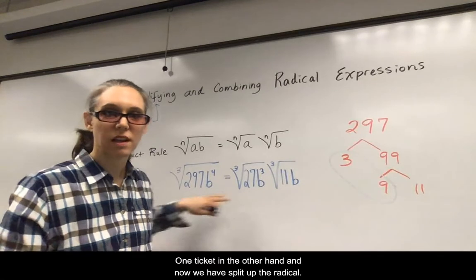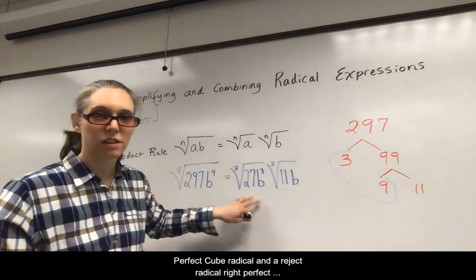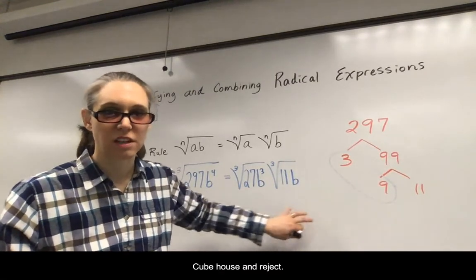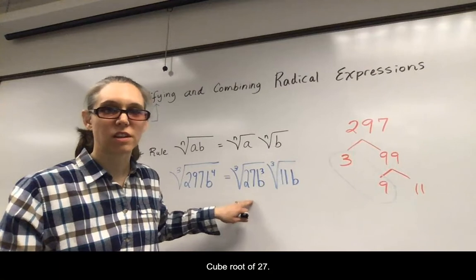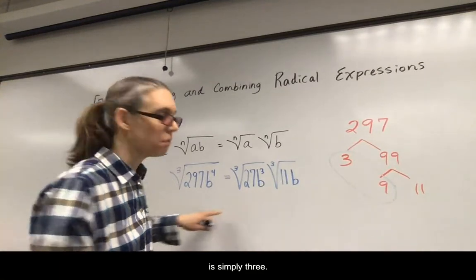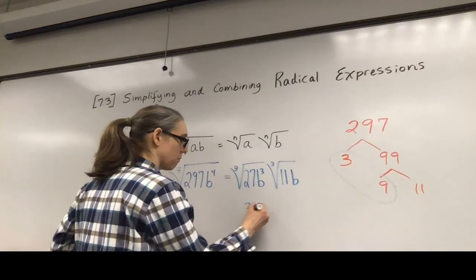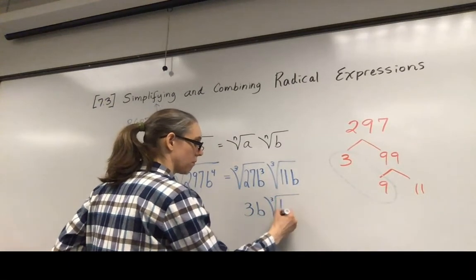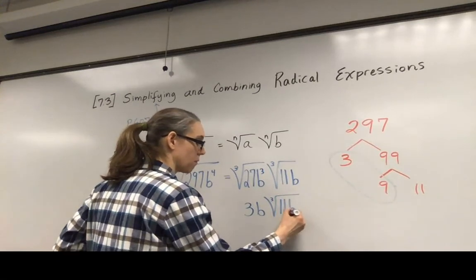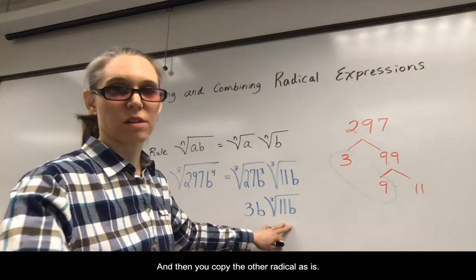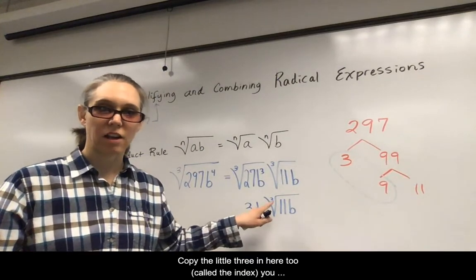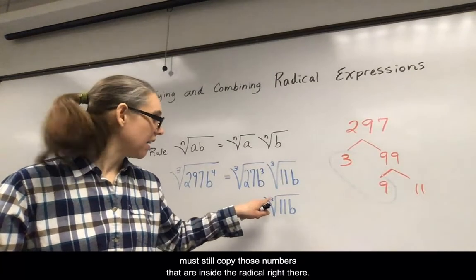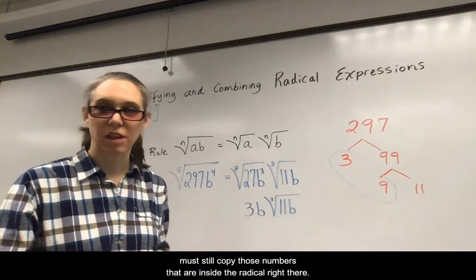And now we have split up the radical into a perfect cube radical and a reject radical, right? A perfect cube house and a reject house. So the cube root of 27b cubed is simply 3b. And then you copy the other radical as is. Look, I copied the little 3 in here too. You must still copy those numbers that are inside the radical right there, okay?